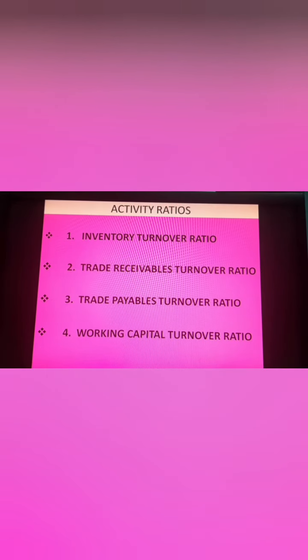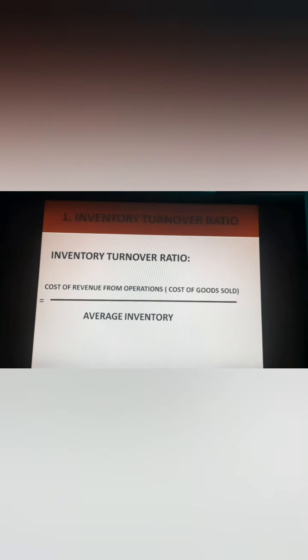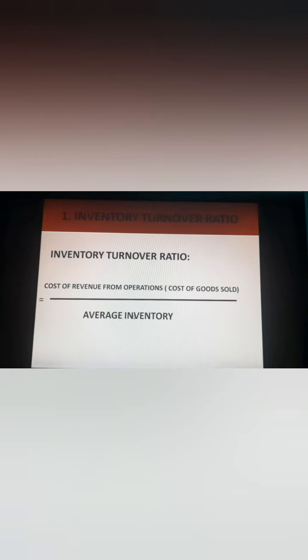In today's class, we are discussing inventory turnover ratio. The formula to calculate inventory turnover ratio is cost of revenue from operation or cost of goods sold divided by average inventory. We have already discussed this formula, and we saw that it is expressed in the form of times. Now how to calculate cost of revenue from operation? Here are some formulas given to you. As per the question and the items given in it, you have to make a choice regarding the selection of formulas.